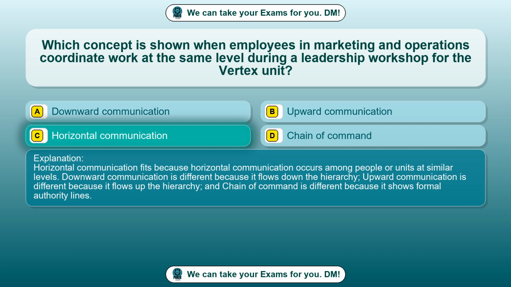Downward communication is different because it flows down the hierarchy, upward communication is different because it flows up the hierarchy, and chain of command is different because it shows formal authority lines.